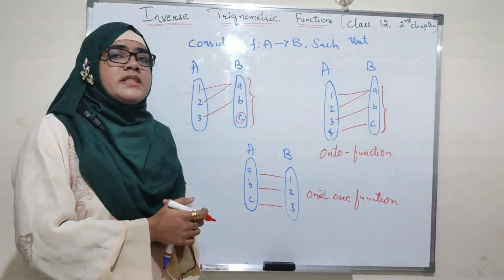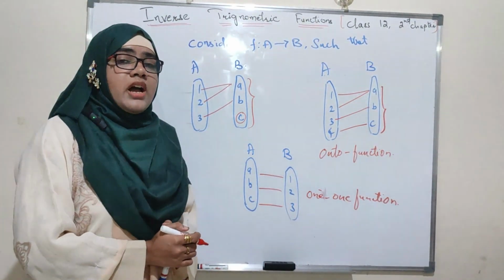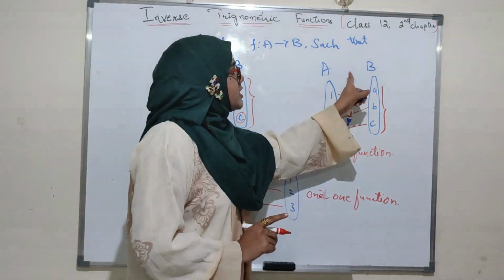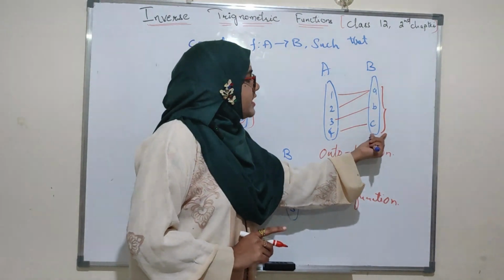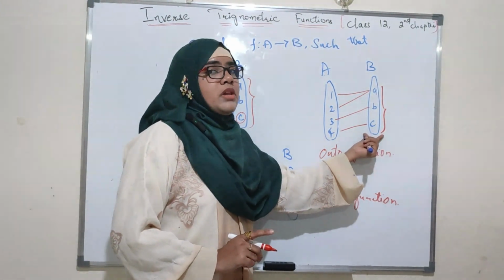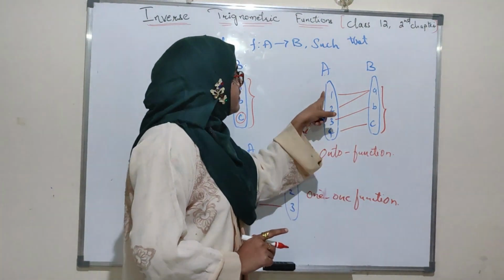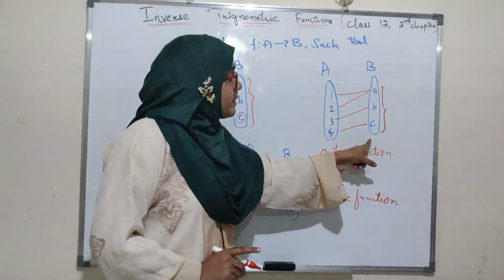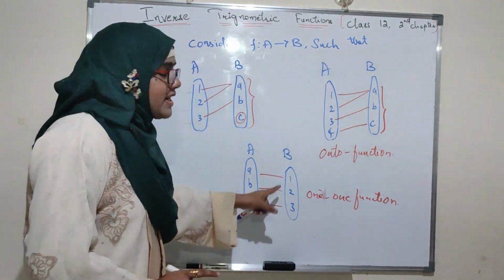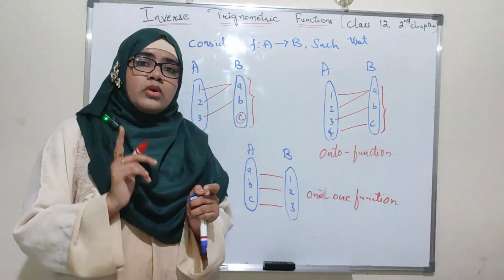In 1-1, every element of the domain set will have one and only one image in the set B. It is called a 1-1 function. What is an onto function? Every element of the second set, the codomain, will be the image of some element in the set A. Every element must be an image. Then we can say it is onto. In 1-1, every element has only one and only one image.